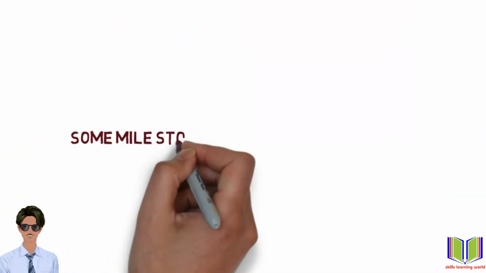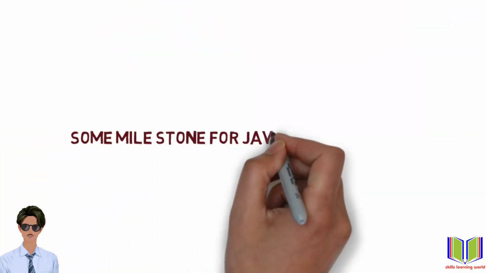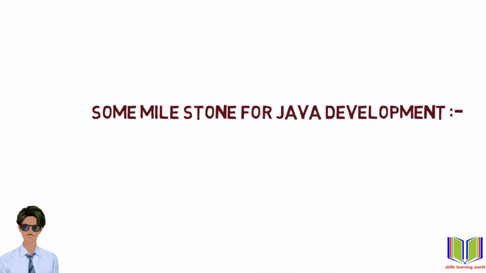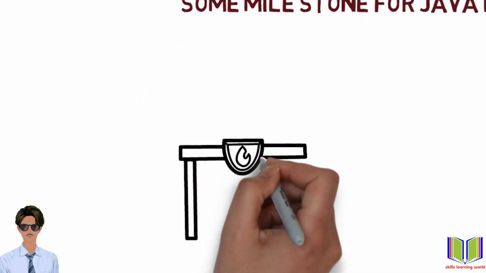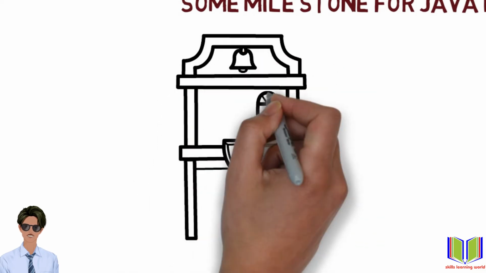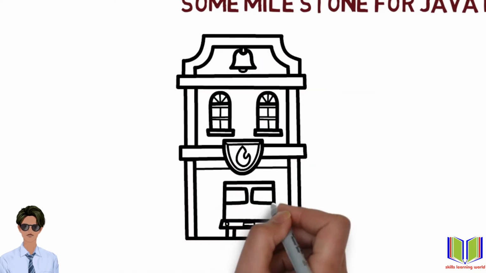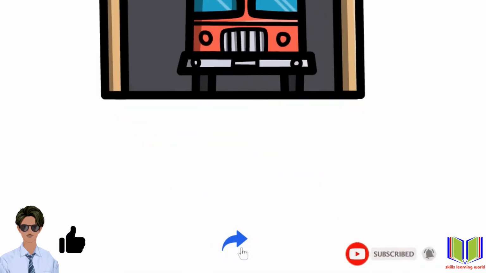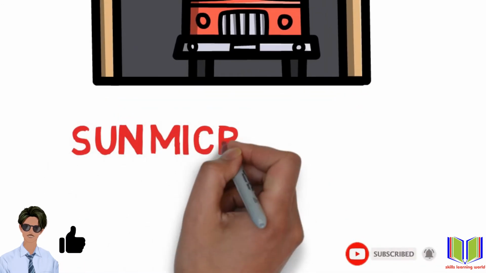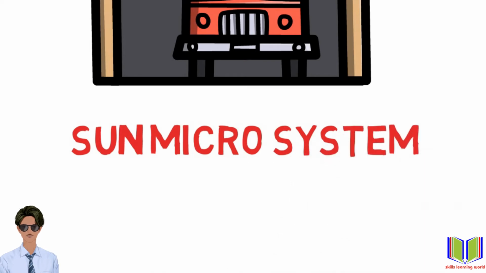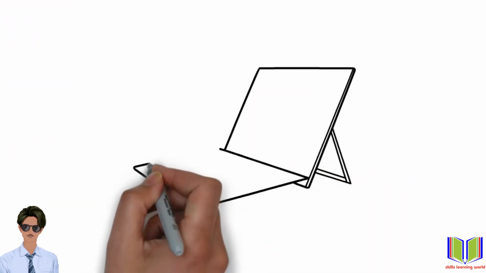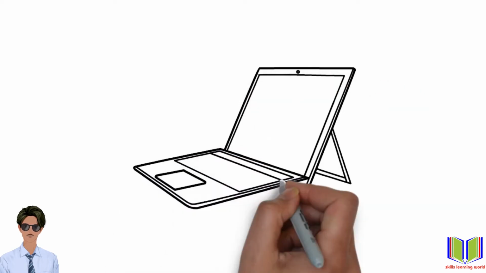Some milestones for Java development. 1990, it was announced by Sun Microsystems to develop software for consumer electronics. 1991, in this year a new language software was developed, Oak. 1992, in this year this language software was demonstrated using a handheld touchscreen system. 1993, an internet-based application tool called Applet was developed.